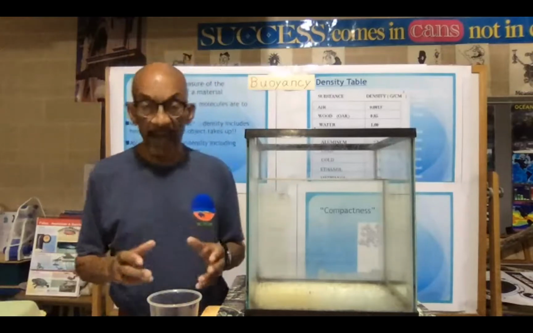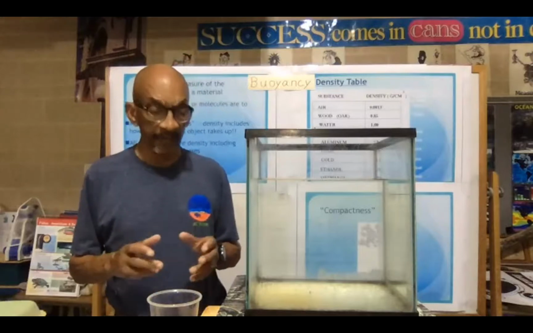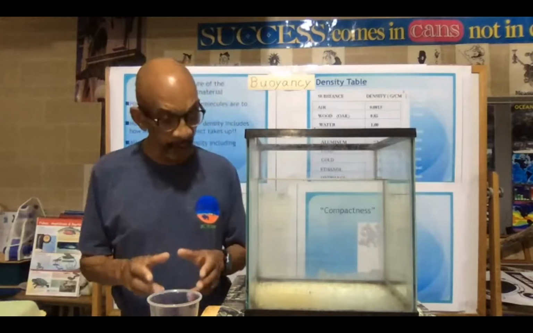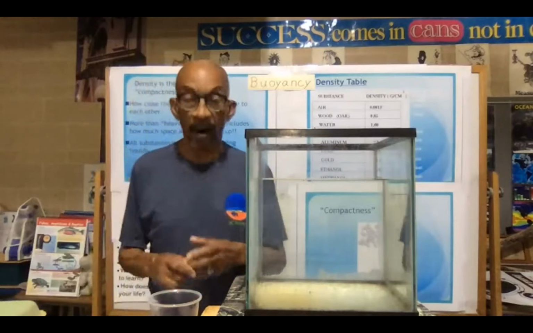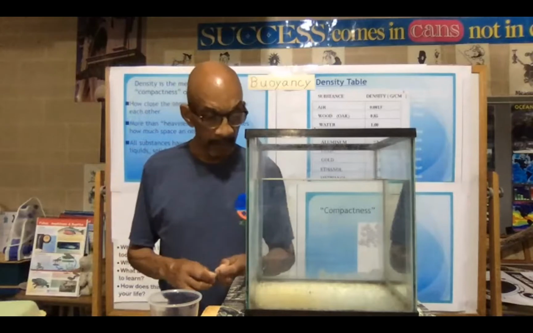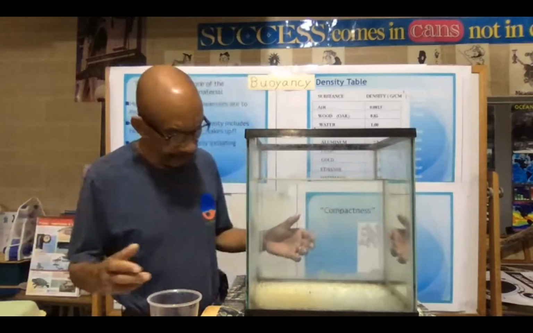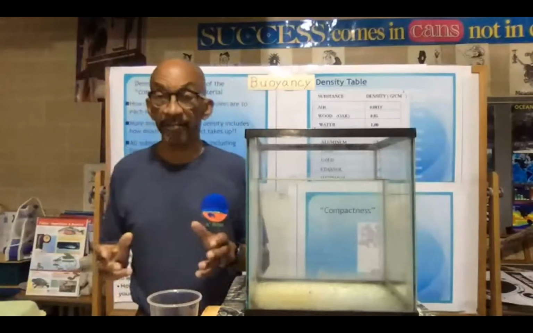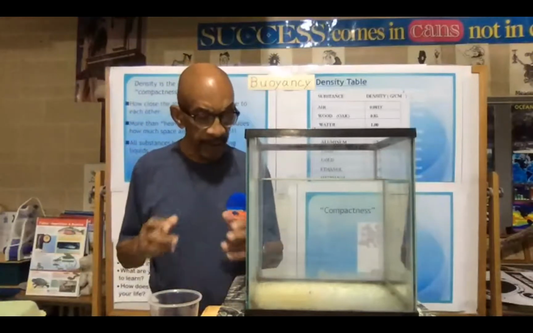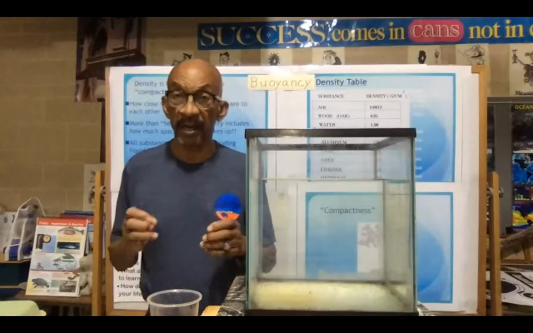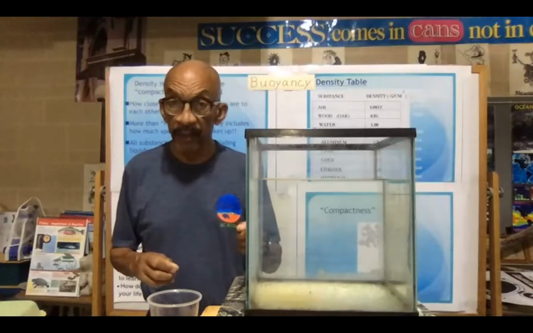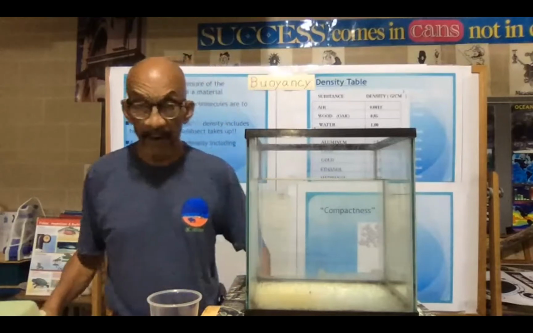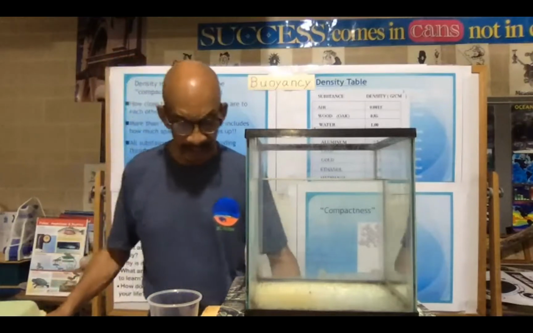Now, getting back to compactness. You heard me say that means how close the atoms or molecules that make up the atom are to each other. It's more than heaviness. Density includes even how much space the object may take up. All substances have density, including liquids, solids, and gases. Anything that is made up of matter, guess what? It has some density.